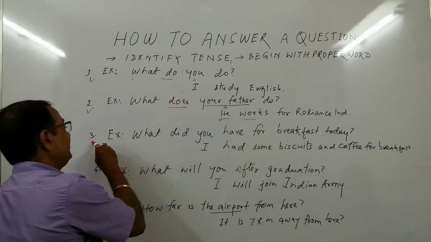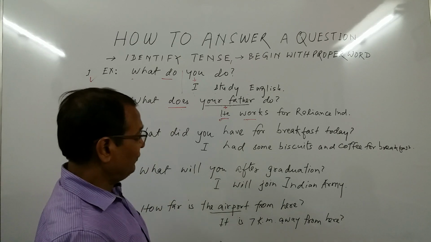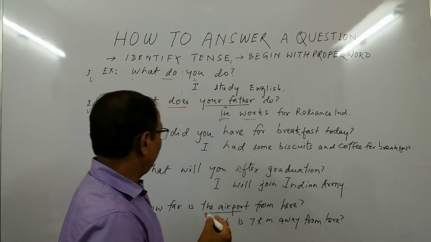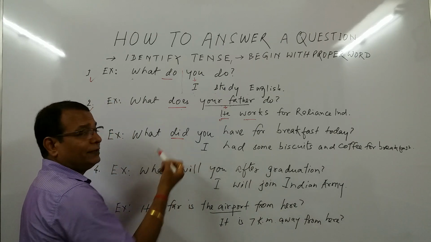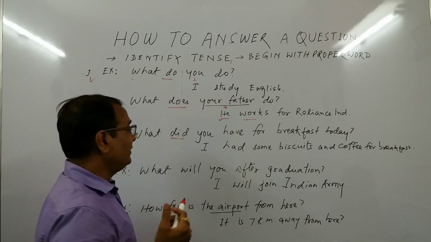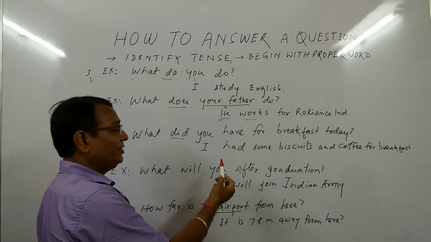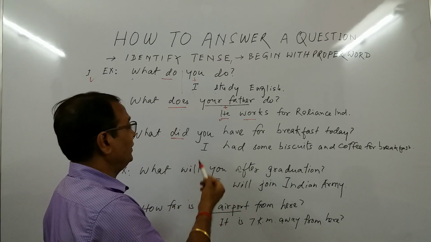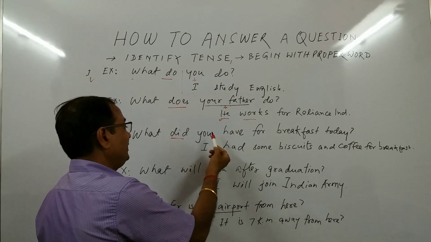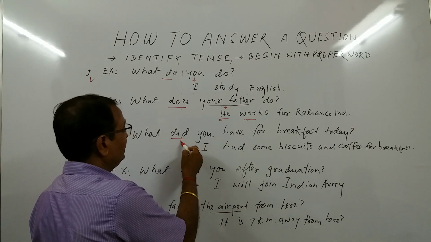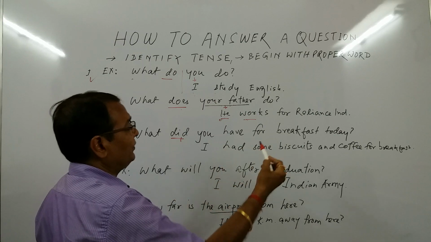The third example is, what did you have for breakfast today? Here you see I have mentioned did. This simply means it's a past tense question. The people who are asking this question want to know what you have done, what you have eaten, right? So it's a past tense question. What did you have for breakfast today?